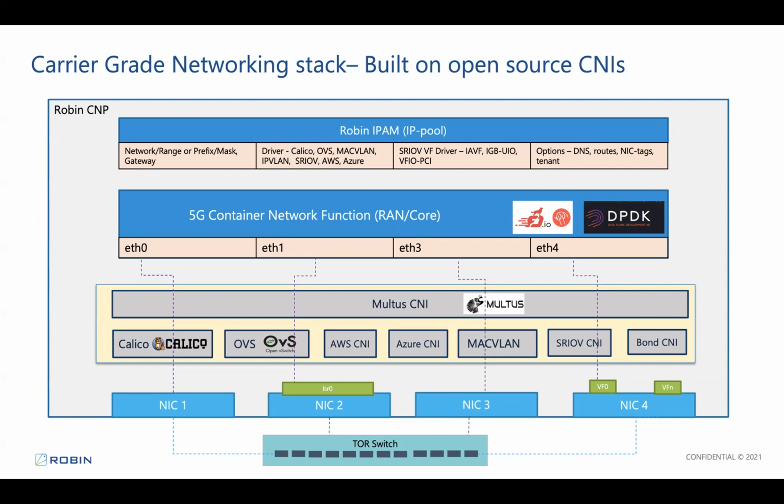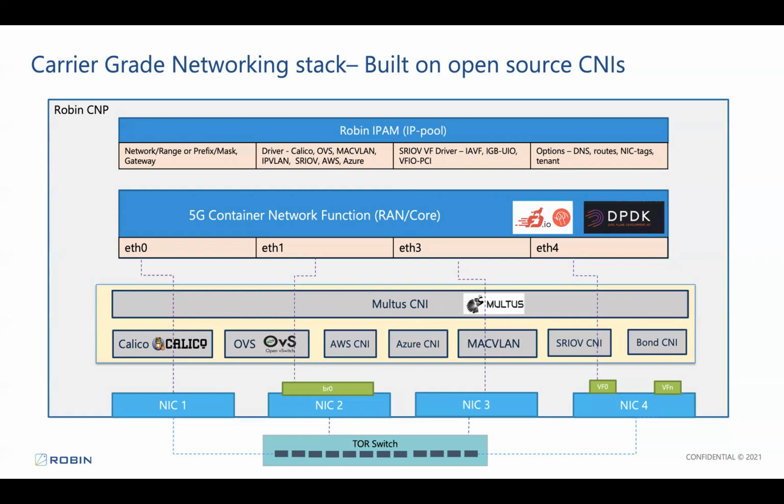And for SRIOV, there could be additional drivers, like the kernel-based driver, IAVF driver, or IGB_UIO driver, or VFIO PCI driver for DPDK applications. You can also specify additional settings on the IP pool, such as DNS, routes, NIC tags, and tenant. So once you create an IP pool, when you're ready to deploy the application, you can just specify the IP pool name for the application, and you can have more than one IP pool assigned to the application, whether it's a CNF or VNF.